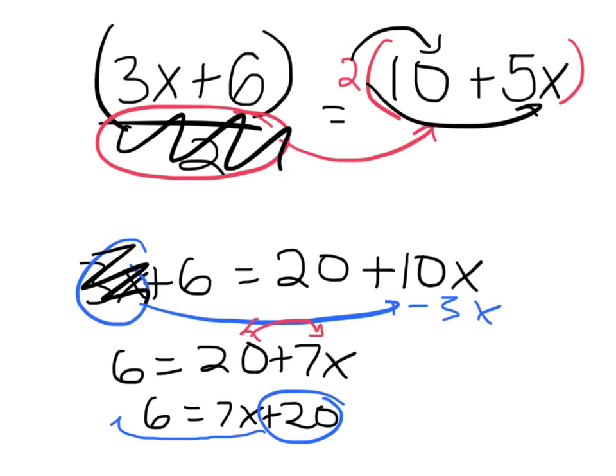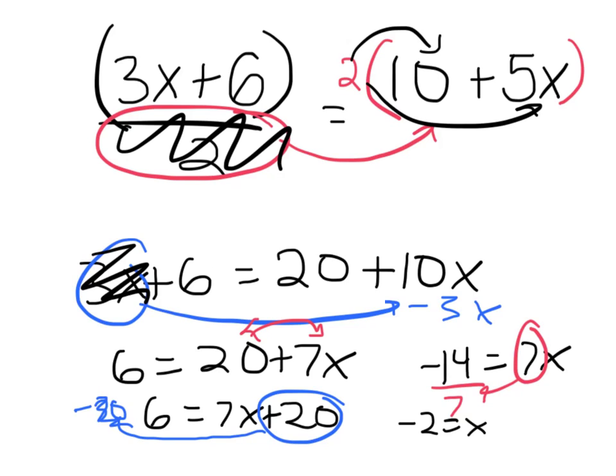Now I can move my 20 to the other side, and it becomes minus 20. Leaving me with negative 14 equals 7x. Divide by 7. Negative 2 equals x, or x equals negative 2. And that's the answer.